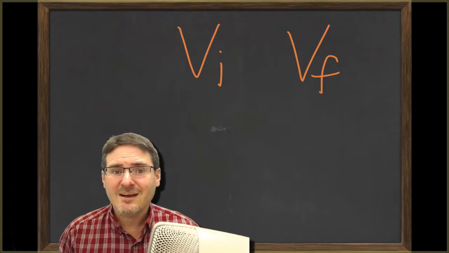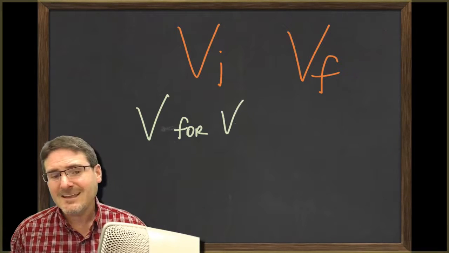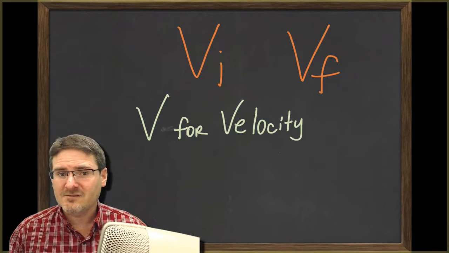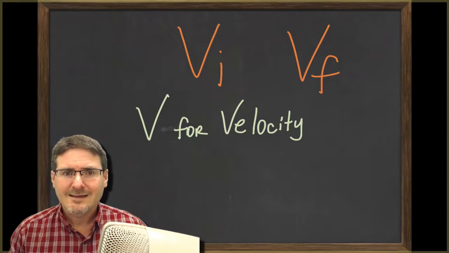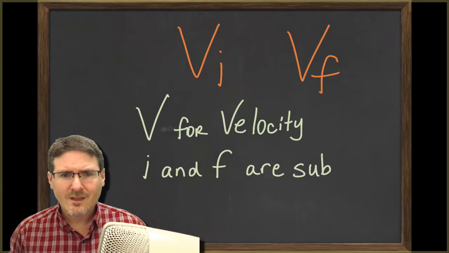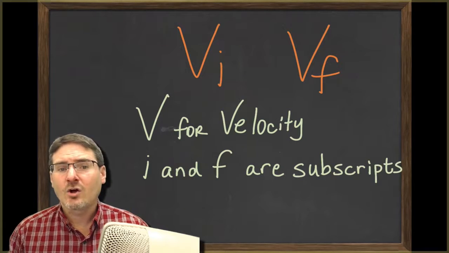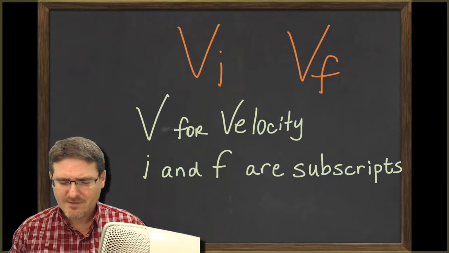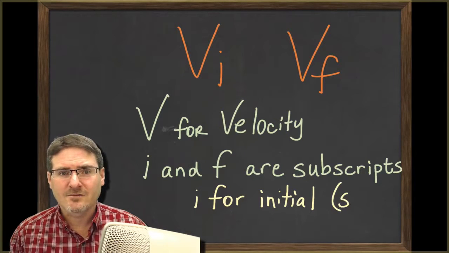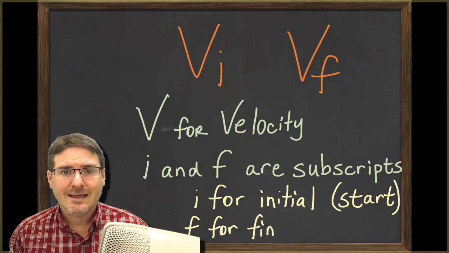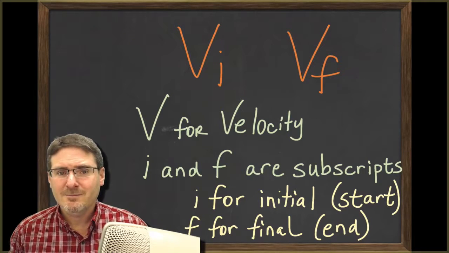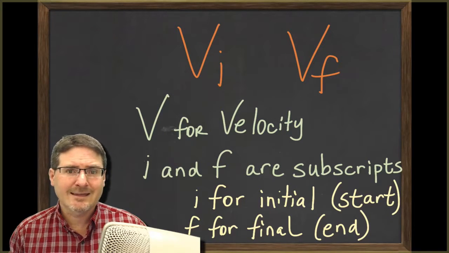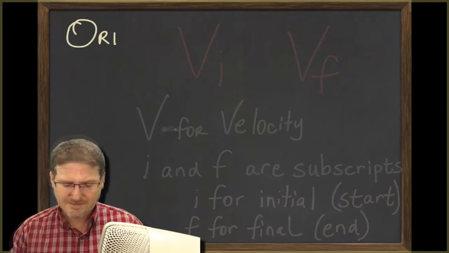Sometimes you'll see some variables that look like this. The V in this case stands for velocity, which we talk about later in the class. The I and the F, they mean something else. They are called subscripts, but that means that they are part of the main variable. And in this case, what I and F stand for is initial and final. Initial just means your beginning or your starting value, and F is your final or your ending value.